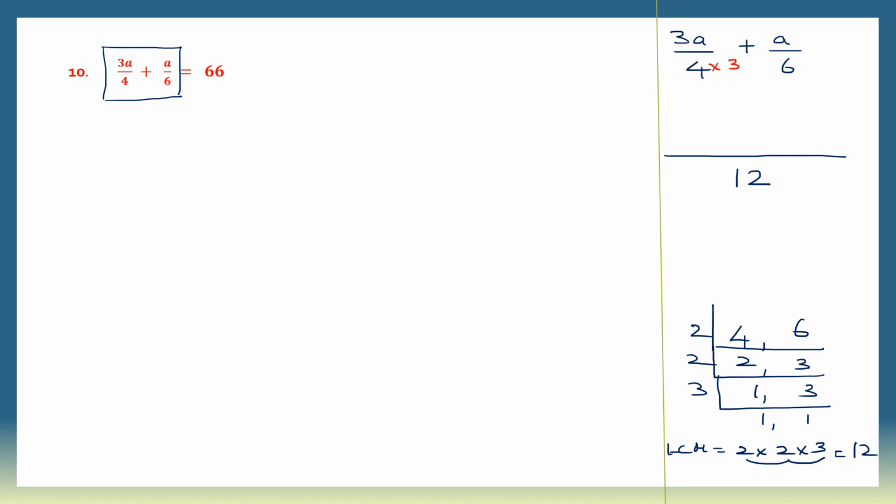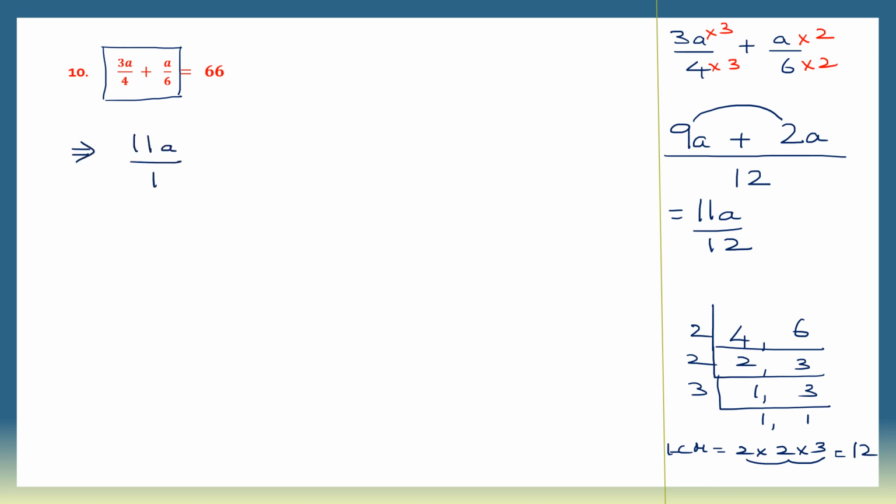So 4 into 3 is 12. So 3 into 3. Multiply the numbers. 3a into 3, when you do, multiply only the numbers. 3 3s are 9 and then you write a as it is, plus 6 2s are 12. So multiply a into 2. A into 2 is 2a. So now let's add up the numbers. 9 plus 2 is 11. 11a by 12.